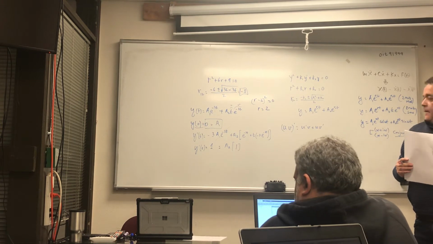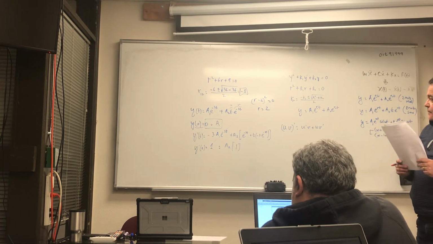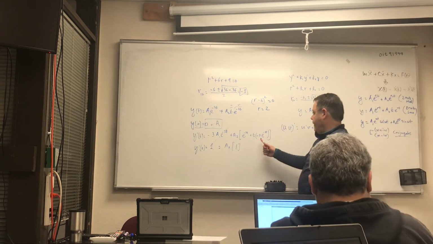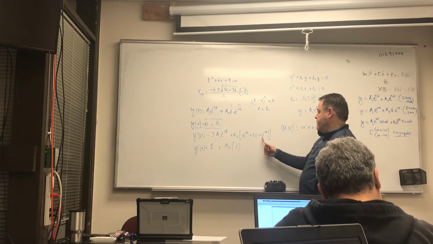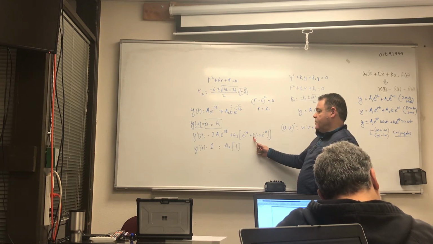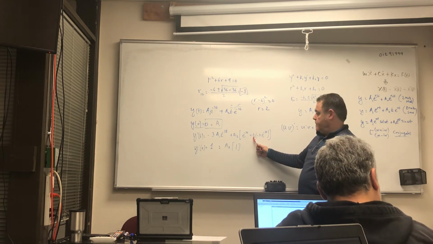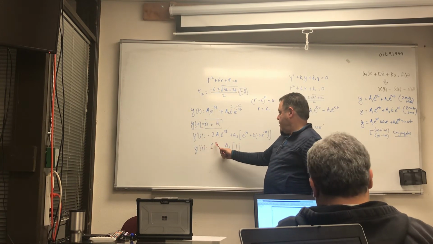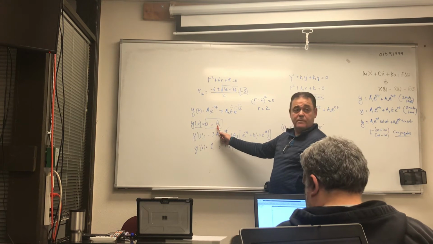And y prime of 0, minus 3 a e to the negative 3t. Why is that not negative 3? Did it go away because t is equal to zero? I mean in the first part, when you have minus 3 a1 e to the negative 3t, for y prime, a1 is equal to zero. That's right.